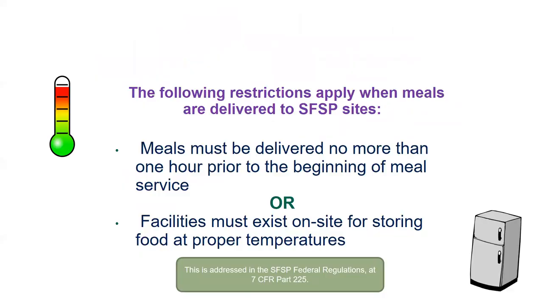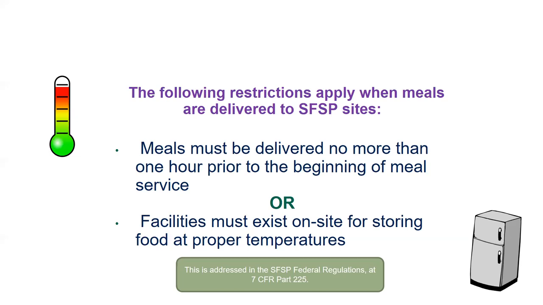We've had a good bit of conversation about this slide in the past. This is a Summer Food Service Program federal regulation that states that there are some restrictions that apply when meals are being delivered to Summer Food Service Program sites. Meals must be delivered no more than 1 hour prior to the beginning of meal service if those meals do not have proper facilities to keep them at the right temperature. So if the site has very limited equipment and is planning on just serving the meals outright from receipt, then you need to make sure they don't get there any earlier than an hour before that meal service. However, if you do have facilities on site that will allow the food to be stored at proper temperatures, then you could deliver it further out or more in advance of that 1 hour time frame.